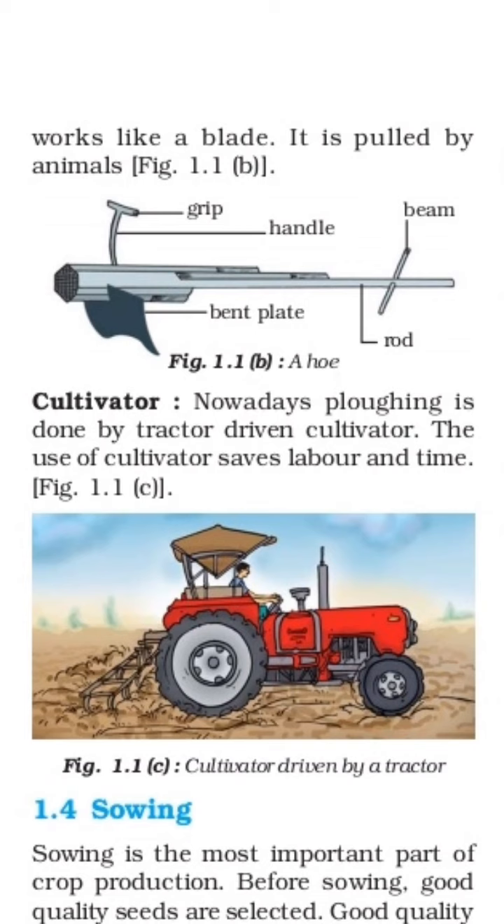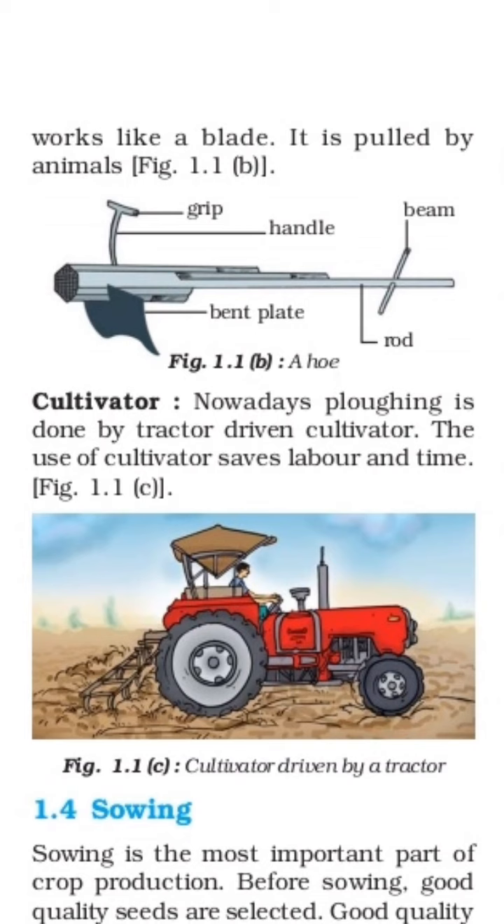When they compete with the crop plants, the crops are not getting proper nutrients, and we are not getting proper crop production. For that purpose we have to remove them, and for that purpose we use the hoe instrument.